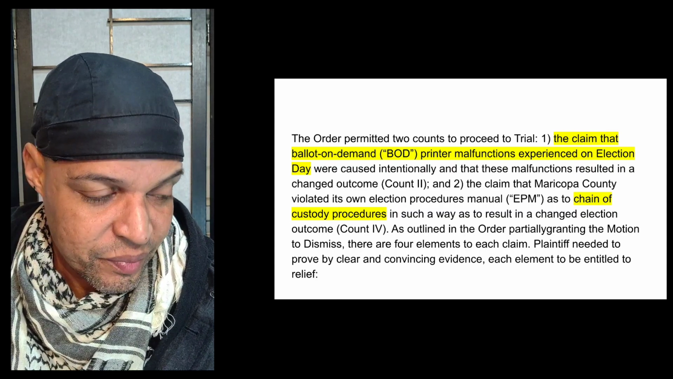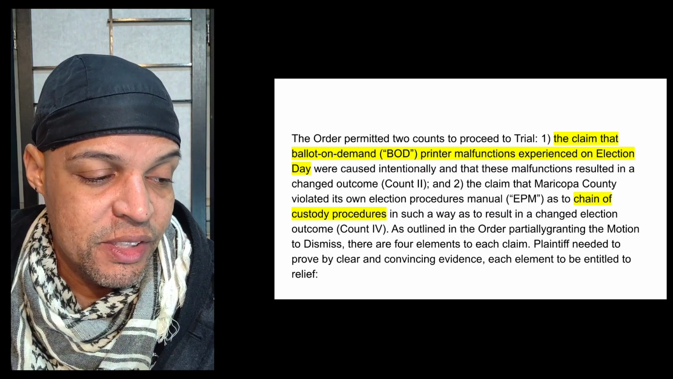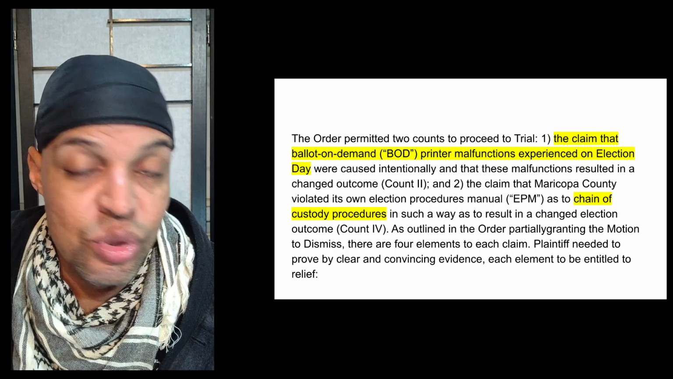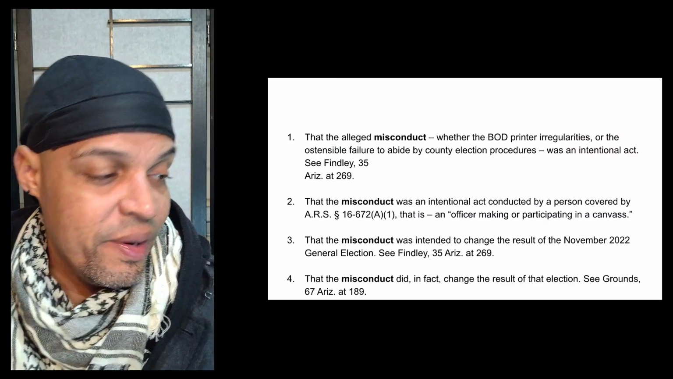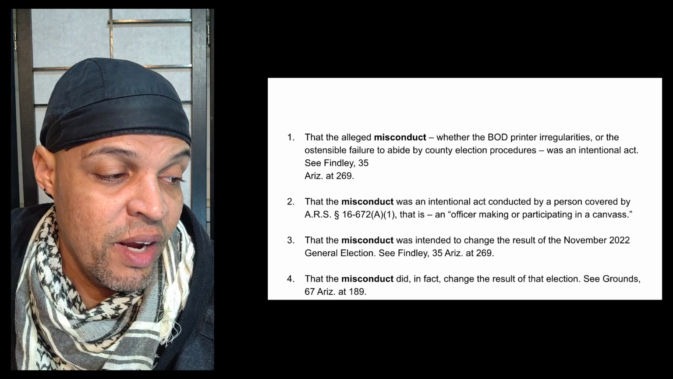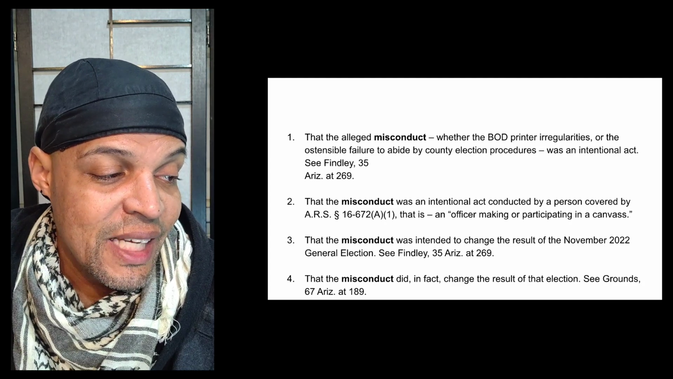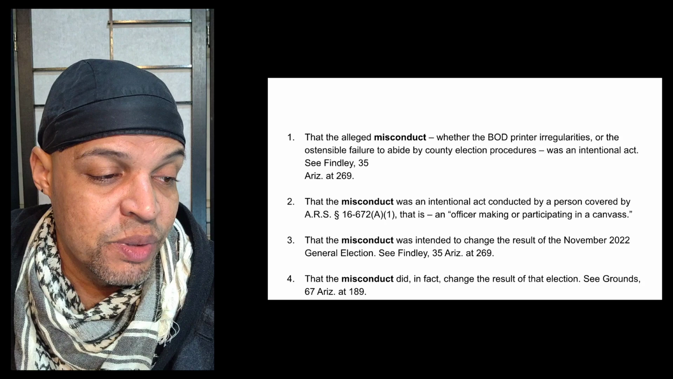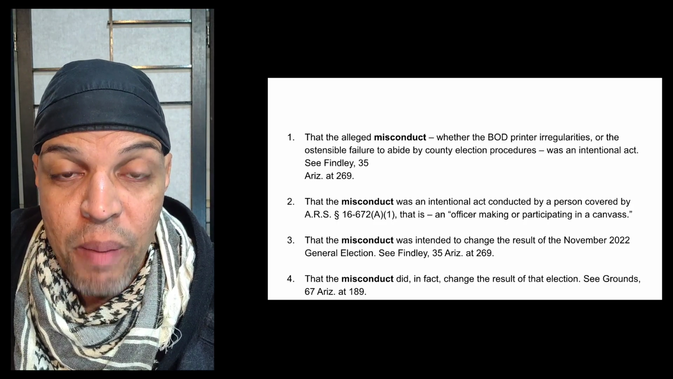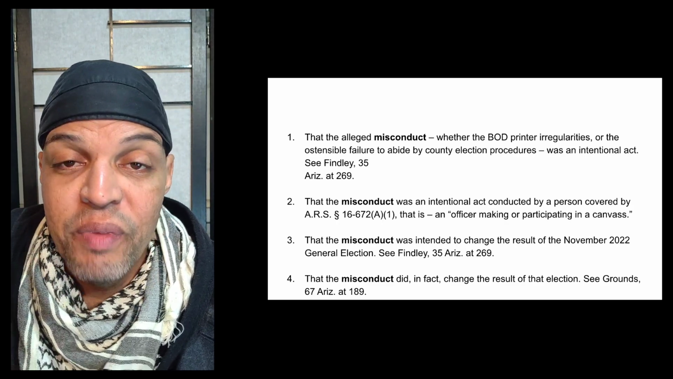Count IV, for 4. As outlined in the order partially granting the motion to dismiss, there are 4 elements to each claim. Plaintiff needed to prove by clear and convincing evidence each element to be entitled to relief. Okay? All right, let's check out these claims. 1, that the alleged misconduct, okay, this is why they lost, because they were calling it misconduct. Whether the BOD, ballot on demand, printer irregularities, or the ostensible failure to abide by county election procedures was an intentional act, man. We don't care. We want to know, was it administered properly? Yes or no? If it was administered properly, then you're cool. If it wasn't, maladministration.